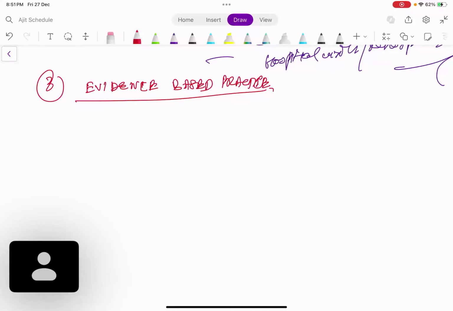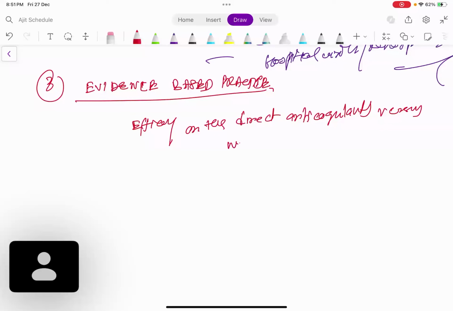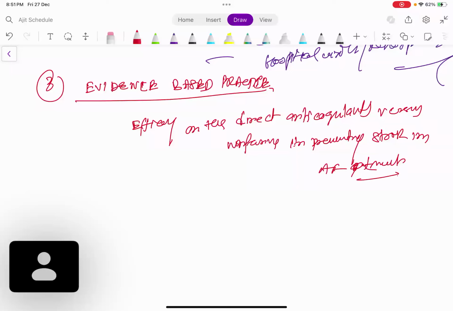See, efficacy of direct oral anticoagulants versus warfarin in preventing stroke in AF patients. Suppose I am taking this study. So tell me what you can do with this topic. This is the topic. What can you do, guys, with this topic? Tell me fast.